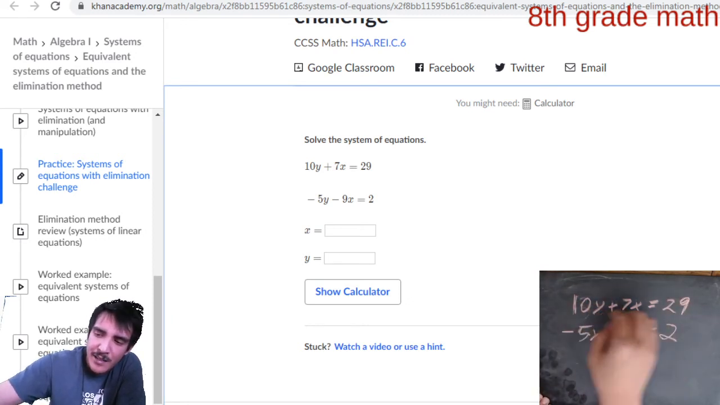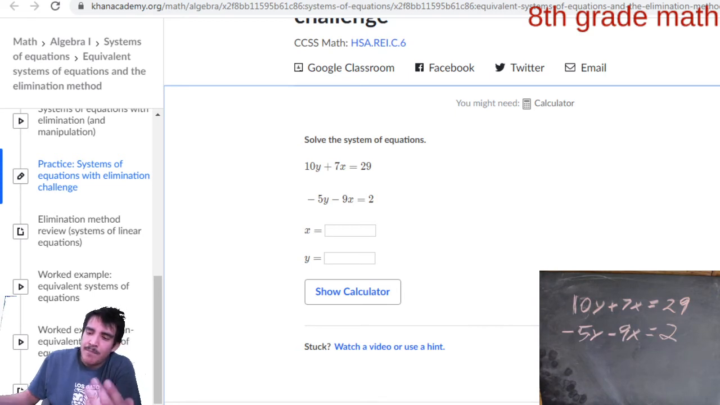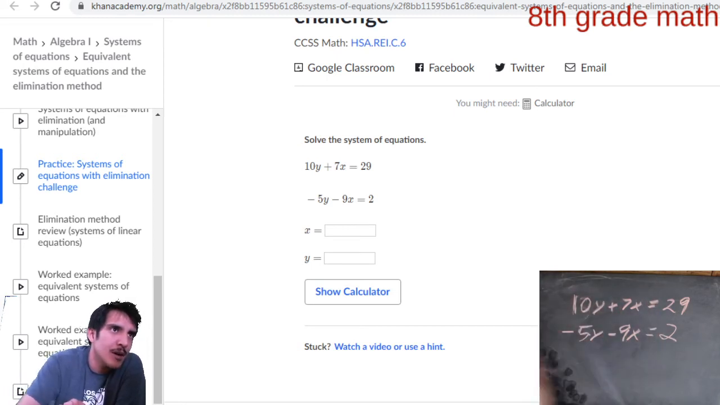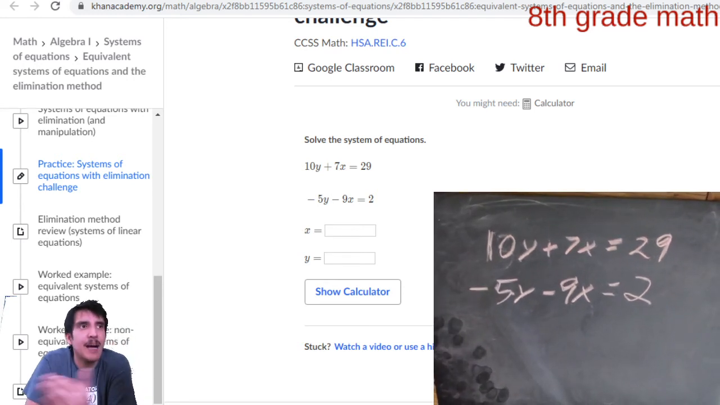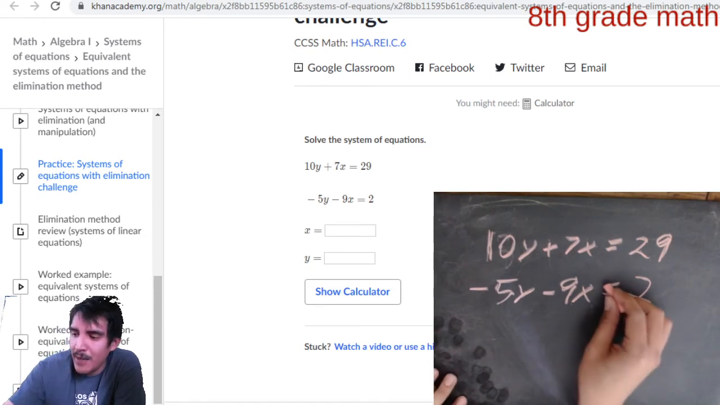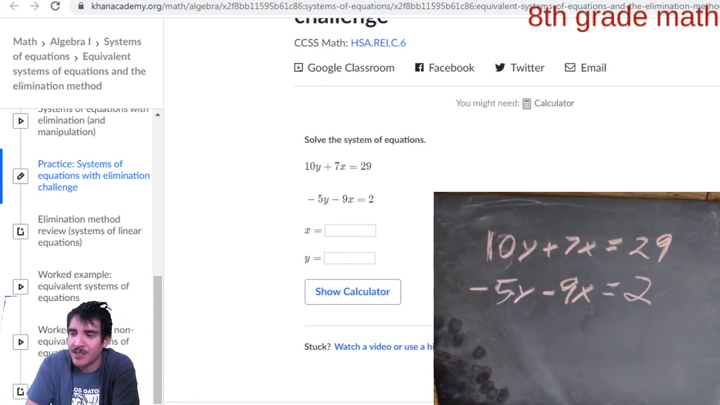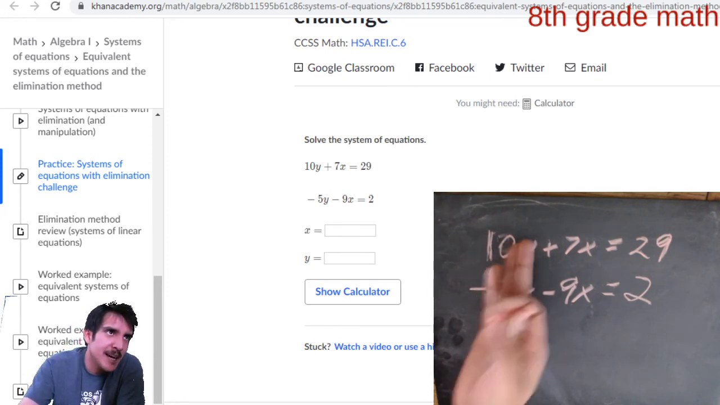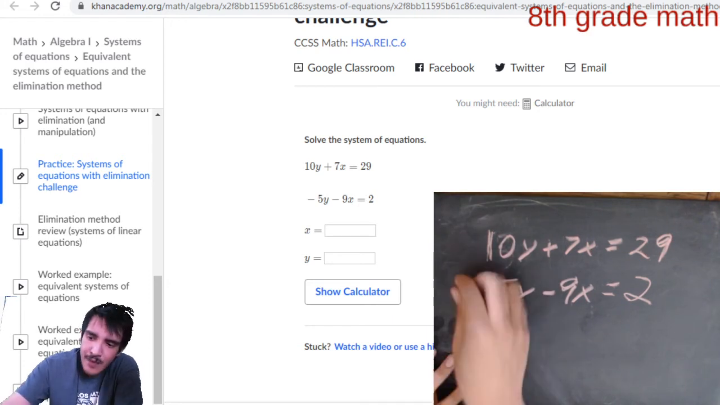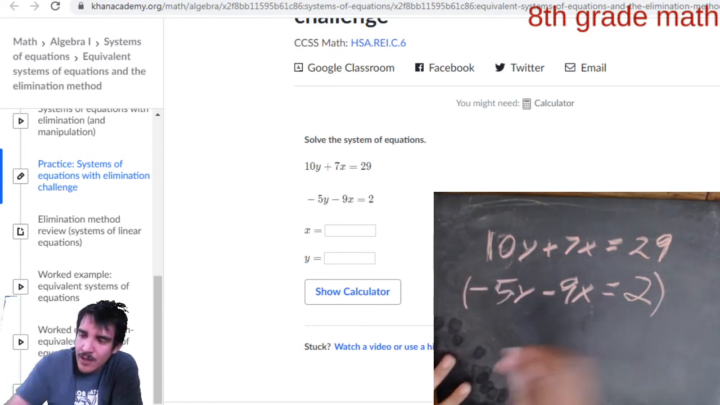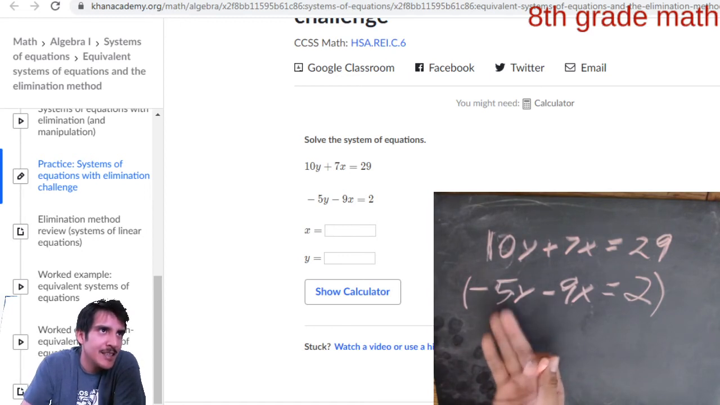We don't have opposites in the x variables. But if you look at x, and if you look at y, which one of these could we turn into opposites easier? It might not be obvious to a lot of you at first. If it is obvious to you, that's great. If not, then let me show you. Here we see positive 10y and negative 5y. We can take this bottom equation, and we can turn this negative 5y into the opposite of 10y.